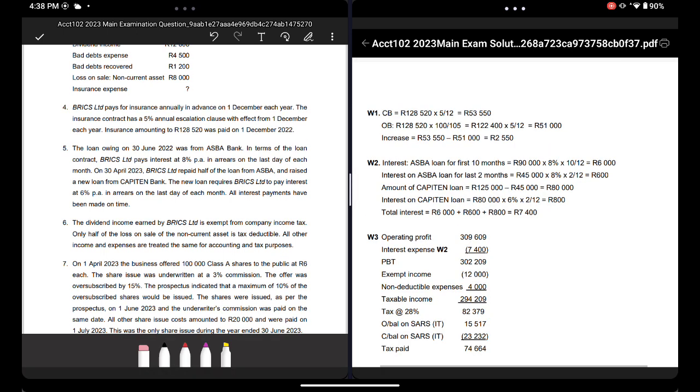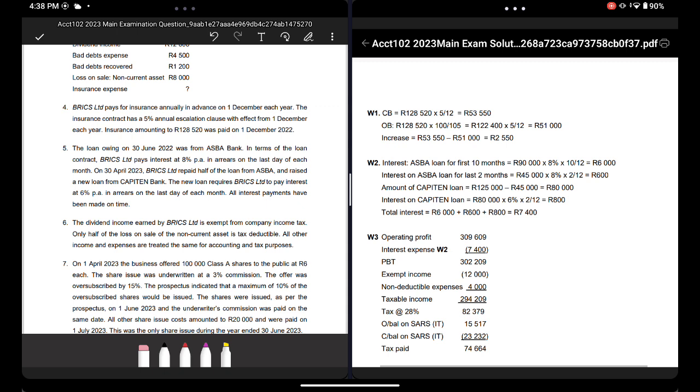So to work out the opening, if you look at it carefully, how do they work out the closing balance? On 1st of December each year, insurance amounting to 128,520 was paid. So basically, this whole scenario is saying you only pay for insurance once in the whole year.